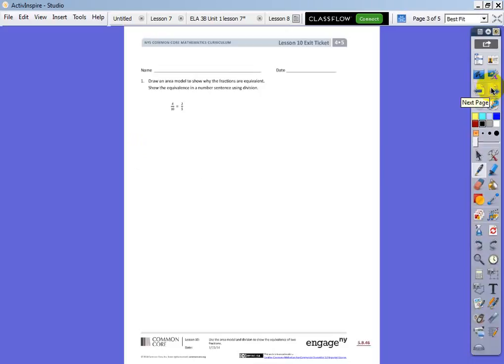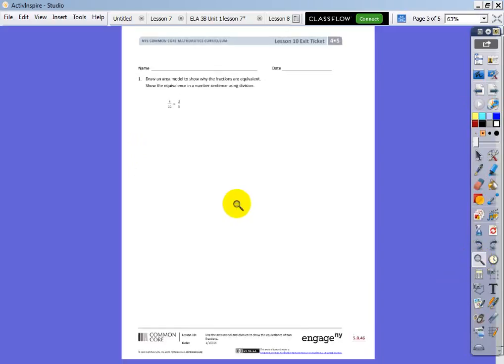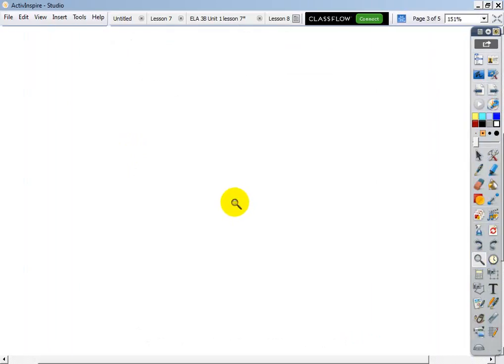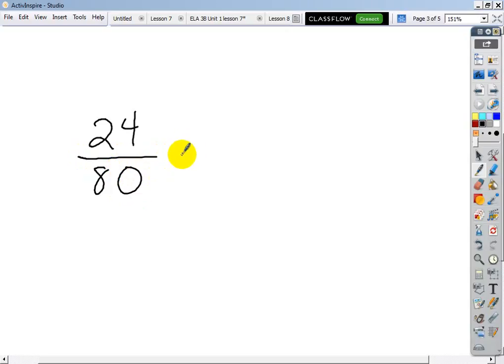On the exit ticket, I'm going to take a look at some extra ones here. We're going to imagine that we have 24 80ths. That's a crazy fraction. Can we reduce this fraction down? Yeah, there's some numbers that will divide 80 and 24. I think they're divisible by 8. Let's see if that gets us to the lowest terms.